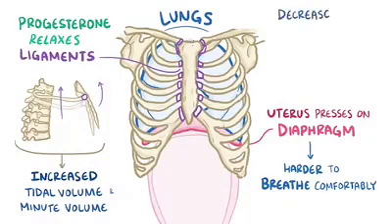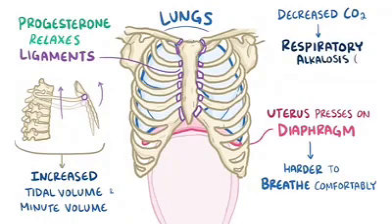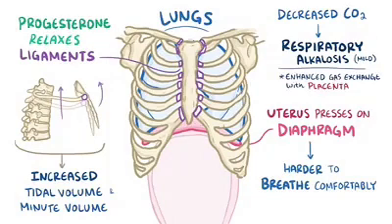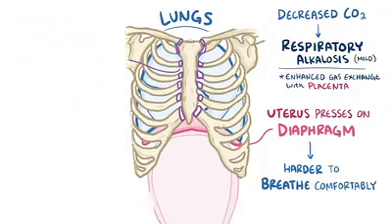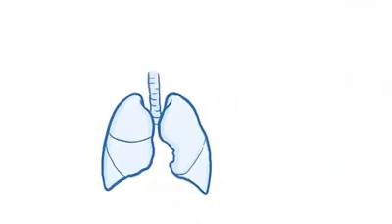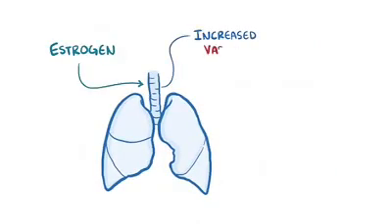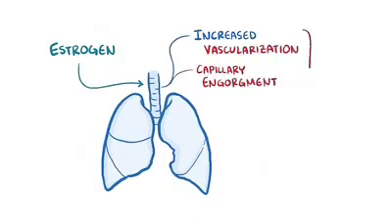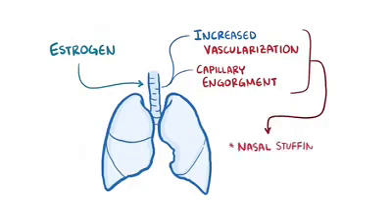This ends up decreasing carbon dioxide levels in the blood, causing a mild respiratory alkalosis. It turns out that this mild alkalosis actually enhances gas exchange across the placenta, which makes it easier for the growing fetus to get oxygen. Finally, in the upper respiratory tract, estrogen causes increased vascularization and capillary engorgement, which can lead to nasal stuffiness, sinus congestion, and nosebleeds.